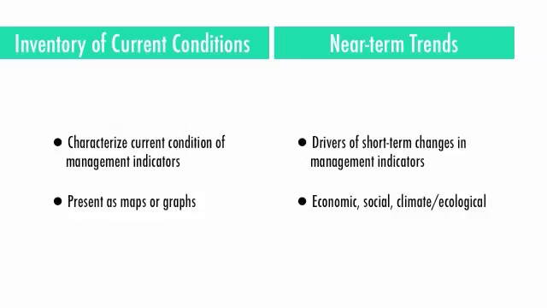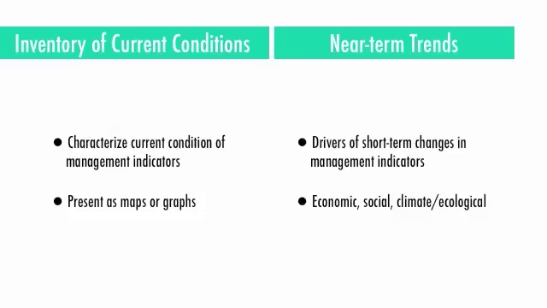And then this concept of near-term trends. So what are the drivers? What are the short-term drivers that are going to move our management indicators in the short term? So this could be any kind of social, economic, or ecological indicator. So for instance, what do we expect to happen to the price of natural gas, the global commodity type prices in the next 3 to 5 years, and how do we think that's going to drive demand for development?